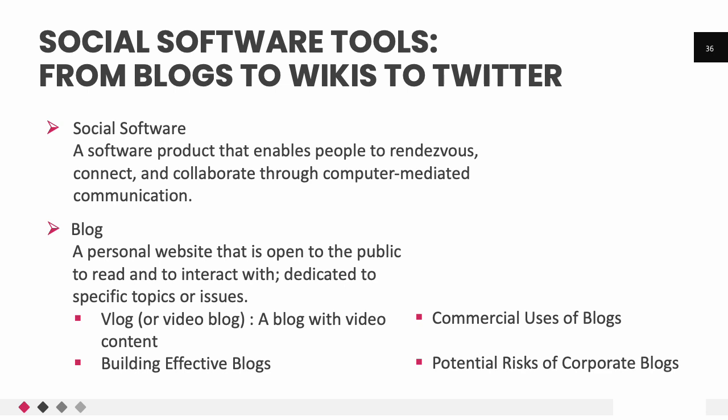So this slide focuses on a very important aspect of how people interact online and how businesses use these interactions through what we call social software. Okay, so let's break down the key definition here. First, social software. Social software is software products that enable people to rendezvous, to connect, and to collaborate through computer-mediated communication.